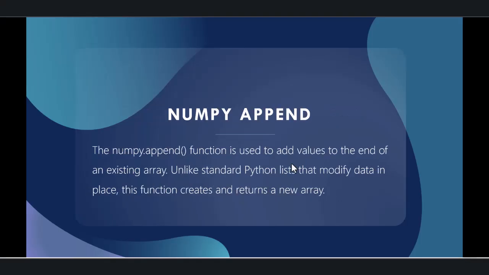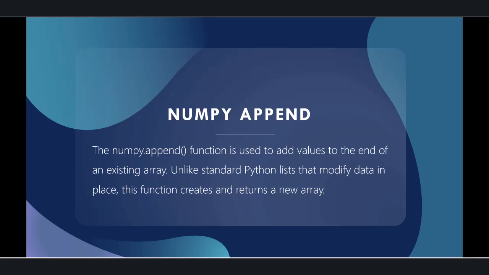Now we'll start with NumPy append. The NumPy append function is used to add values to the end of an existing array. Unlike a standard Python list that modifies data in place, this function creates and returns a new array. In concatenation, the word we used was joining two or more arrays. Here we are saying we will add the values at the end of an existing array.